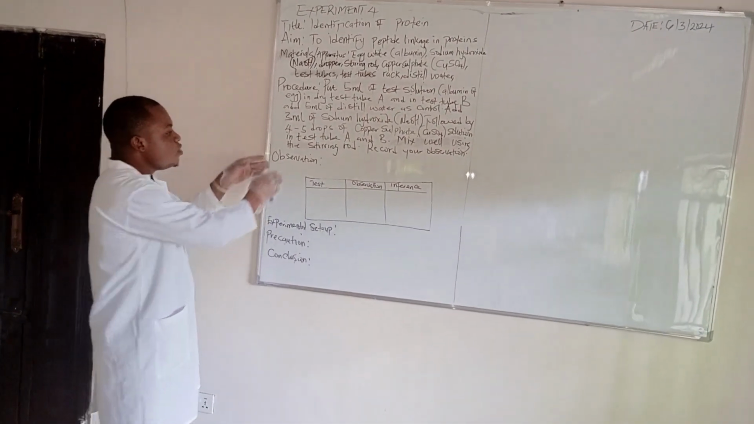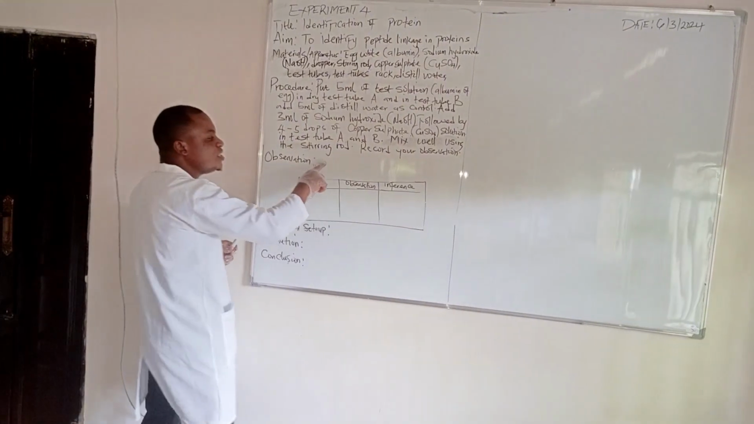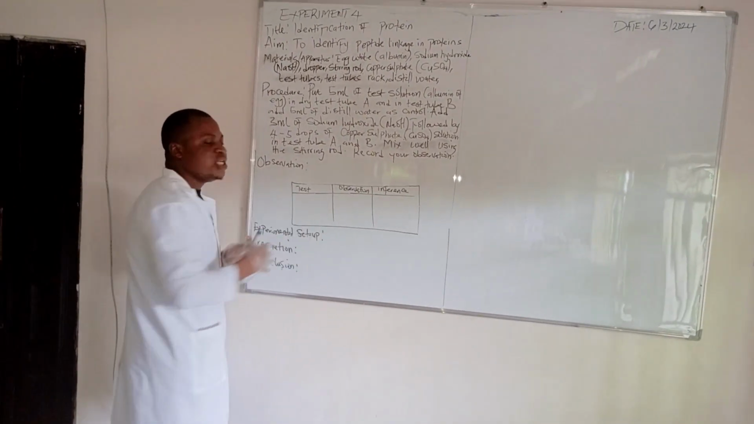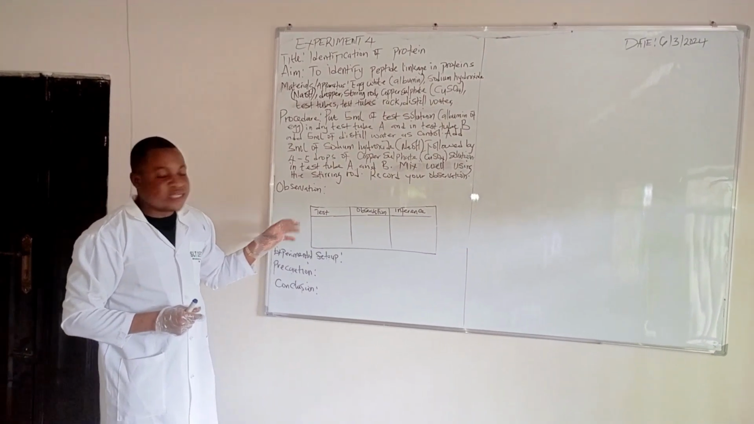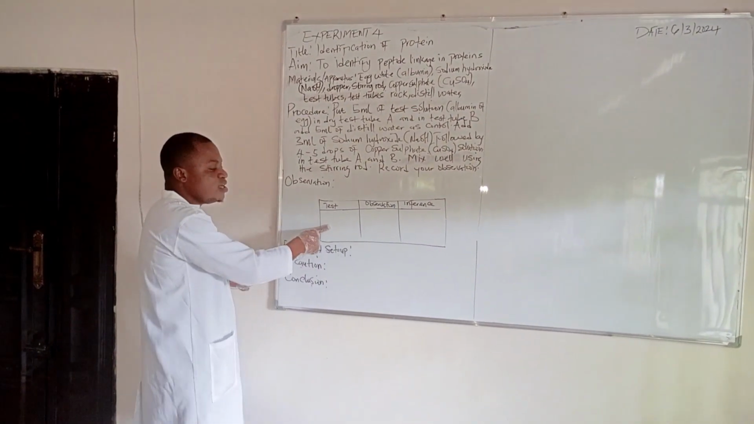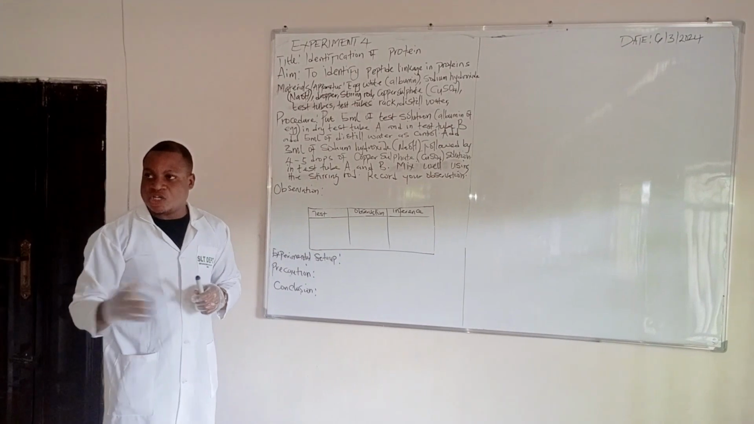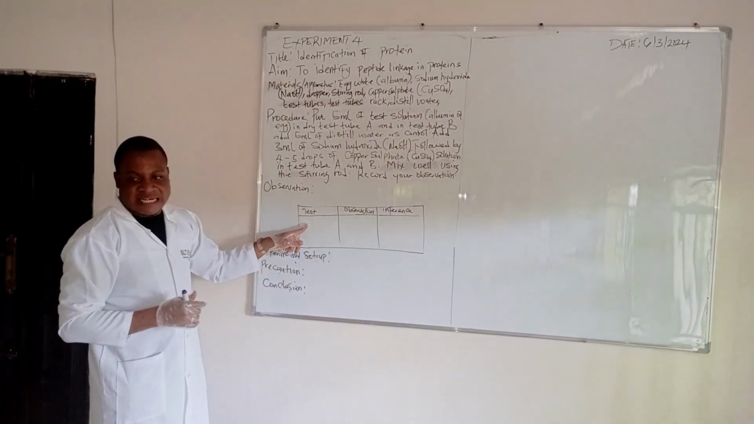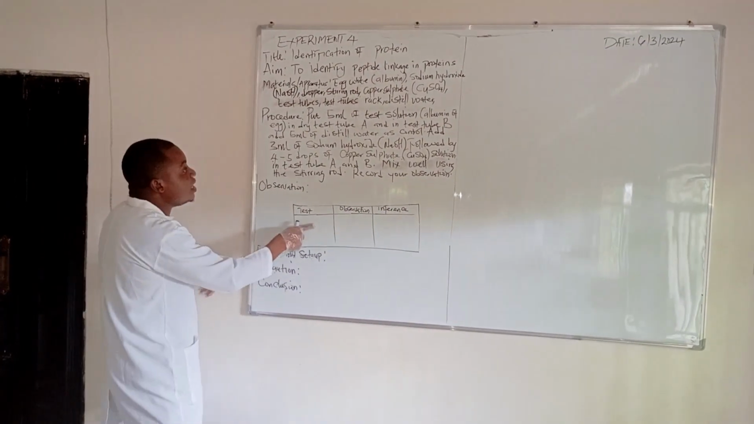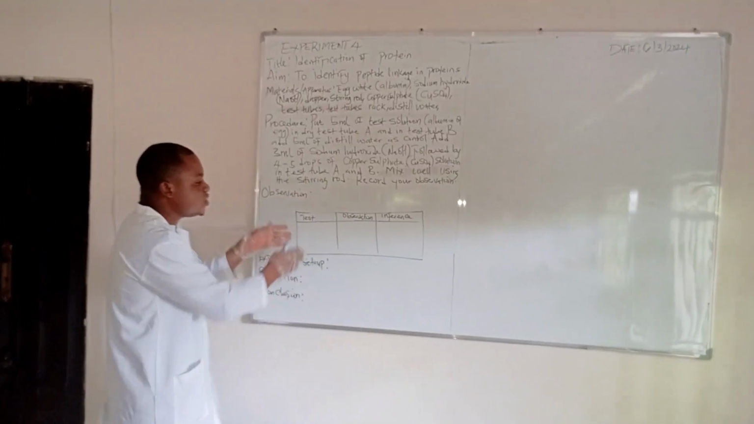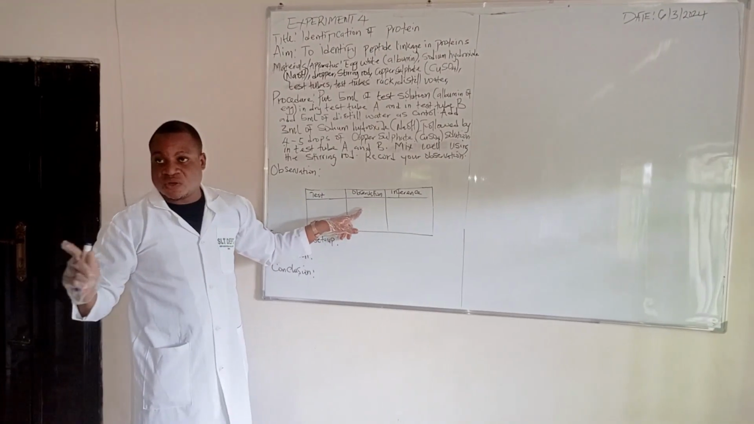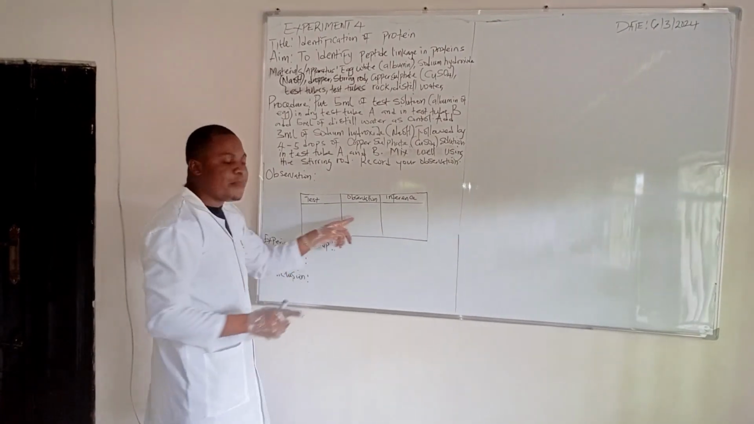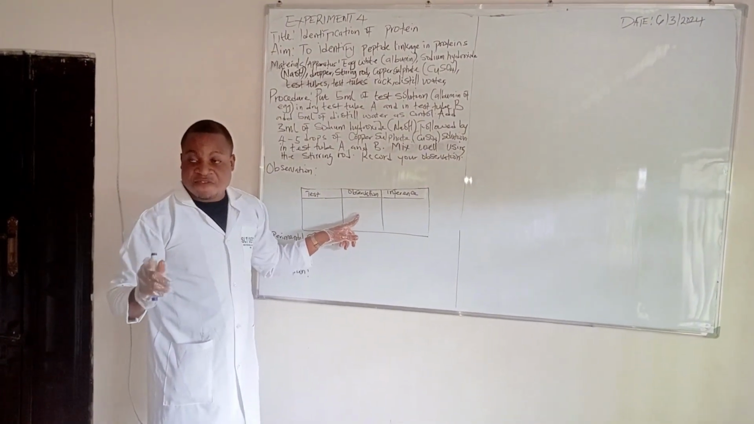Now from here we have observation. You can put it in writing, but this table is from the 2020 WAEC question, the deduced question from 2020. Now what you're going to put here, if you see such a question in your WAEC exams: here you put the test. What test are you putting here? Identification of proteins. Are you with me? Then your observation is the coloration. The coloration is going to be purple or violet. Are you following?